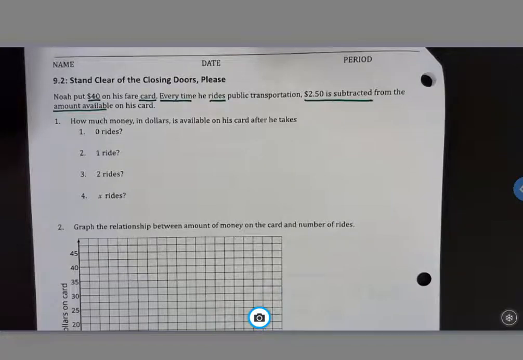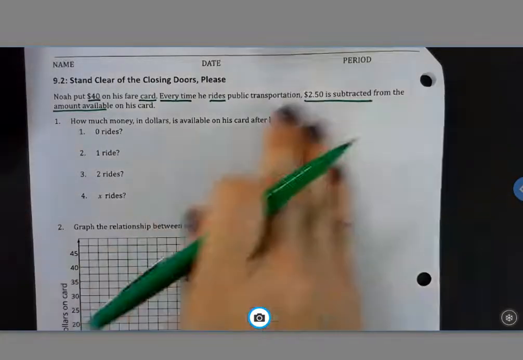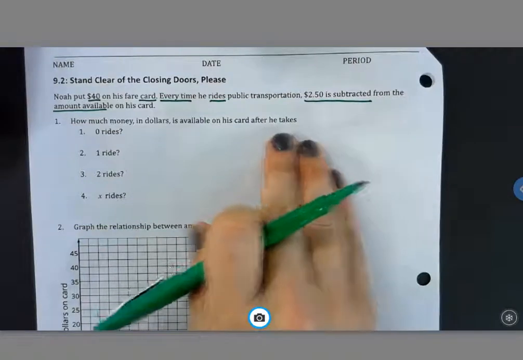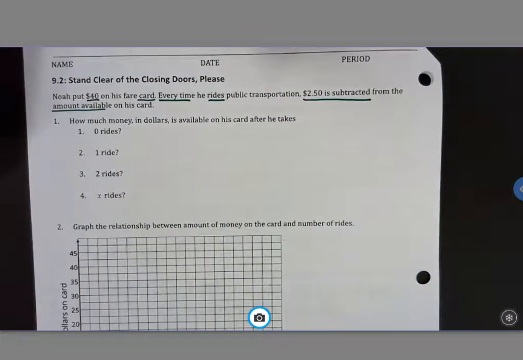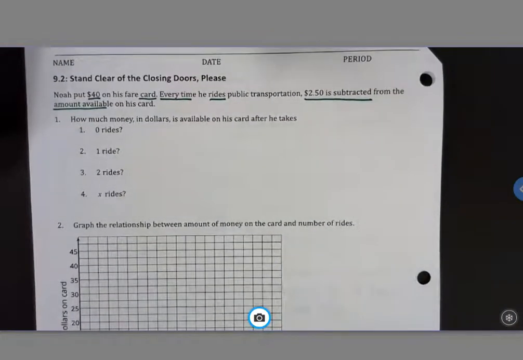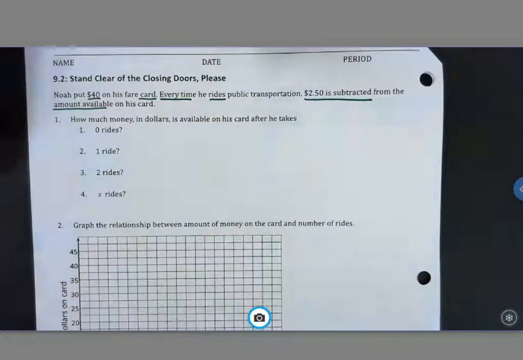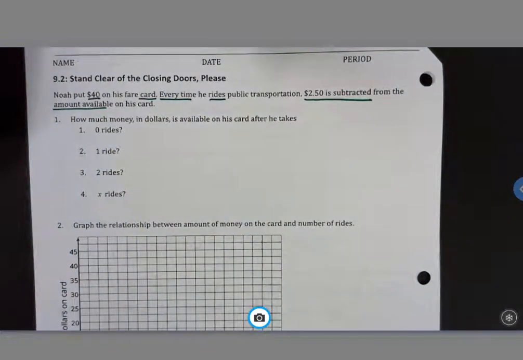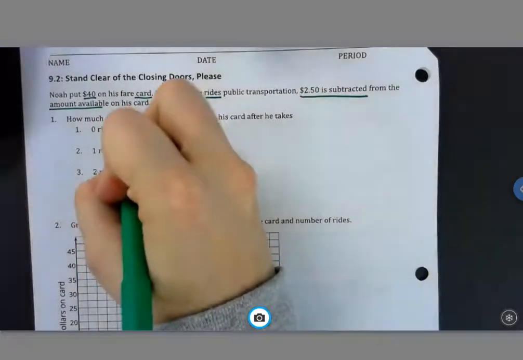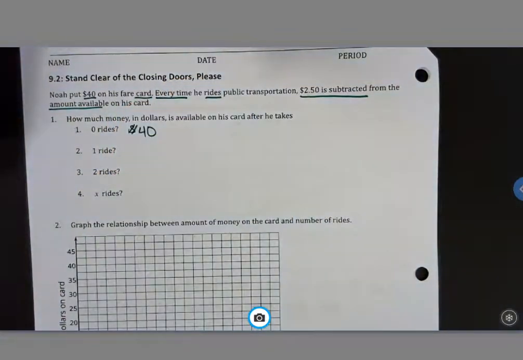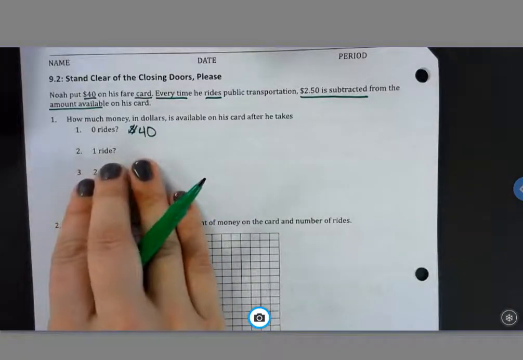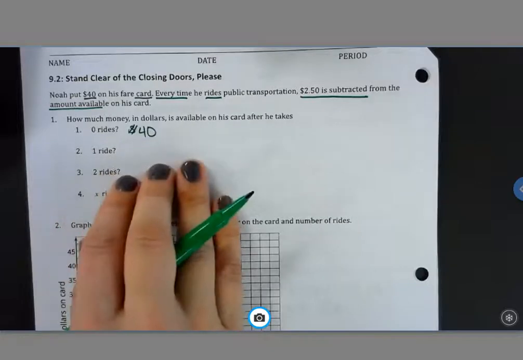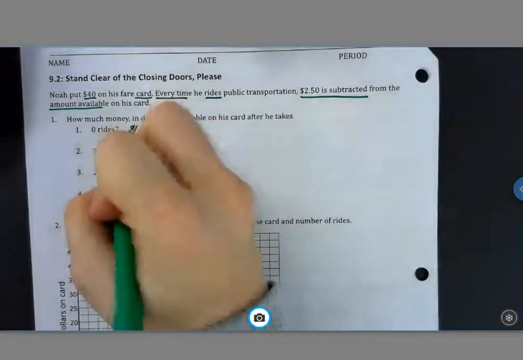So number 1 says, how much money in dollars is available on his card after he takes, and then we have a couple scenarios, after he takes 0 rides, 1 ride, 2 rides, and X amount of rides. So if Noah hasn't taken any rides yet, how much money does he still have on his card? Of course, he still has $40 if he hasn't ridden any rides yet. Now he hops on public transportation, takes 1 ride. How much money does he now have on his card?